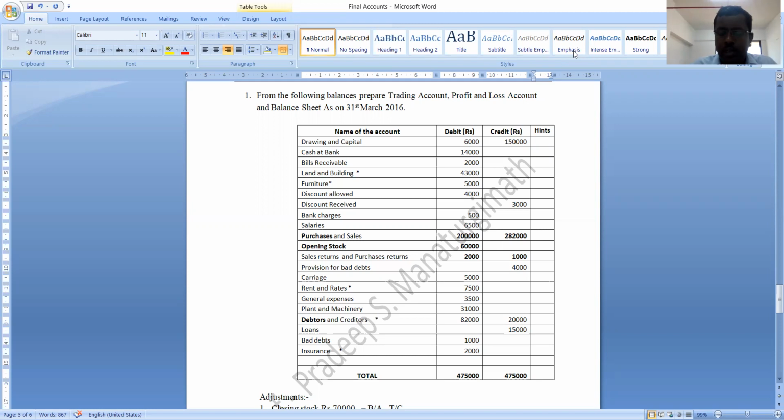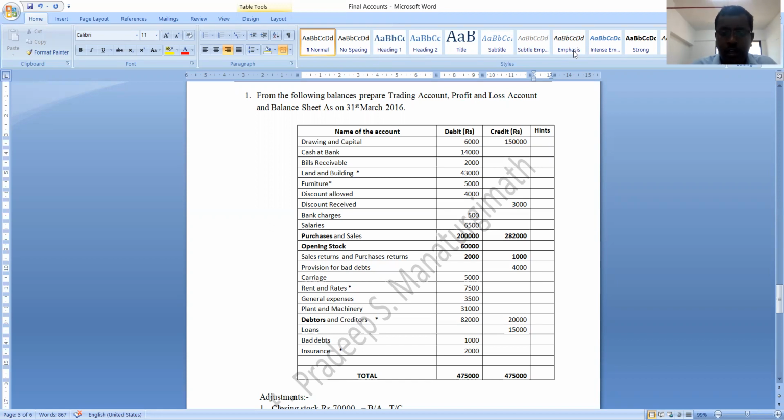First, trial balance items are going to appear only one time in the final accounts. Second, the adjustments that they will give along with the trial balance will appear 2 times. One time it must appear with the balance sheet. This is another important hint.